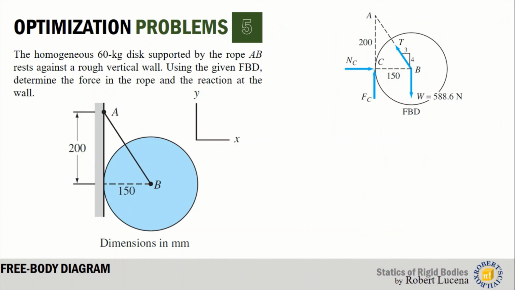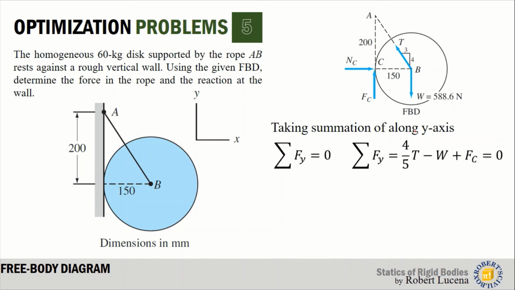Next, if we have FC equals 0, we can now take the summation of forces along Y, since we will only have one unknown, and that is the Y component of T. So summation of forces along Y equals 0. The Y component of T equals 4 over 5 T, minus W plus FC. And since FC is 0 and W is negative 588.6, we can now solve for the value of T, that is 735.8 Newton.